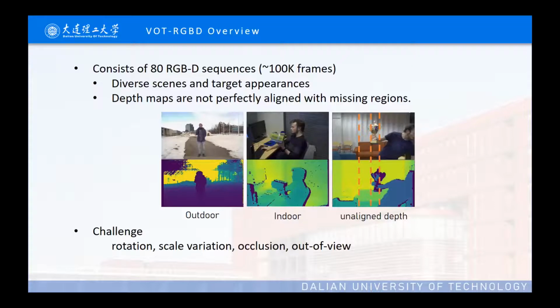We participated in the VOT RGBD challenge, and here's a brief overview of this challenge. The dataset consists of 80 RGBD sequences in total, with diverse scenes and target object appearance. The quality of the provided depth maps cannot be 100% perfect, since they are captured by depth sensors. Some of them may have missing regions, while others may not be well aligned with the RGB frames. Besides the common challenging factors in RGB video tracking, like in-plane or out-of-plane rotation, scale variation, or out-of-view, etc., also exist in this task.